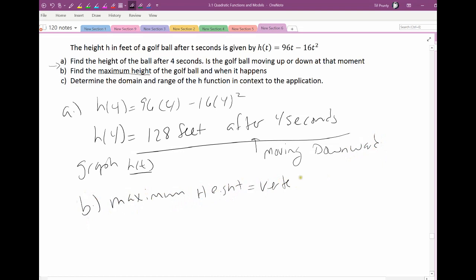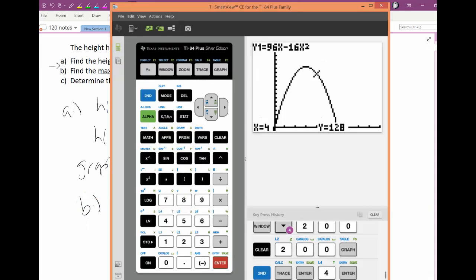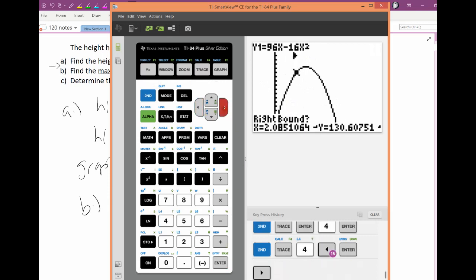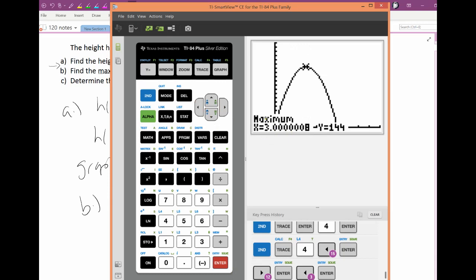Well, that would be my vertex. And again, I'm going to do it on the calculator. So find that peak. Hit second trace, max. Make sure you go to the left. Enter. You don't have to go that far to the left, but my cursor makes it go fast or slow, just depending on what my computer feels like doing today. Hit enter and then guess. Hit enter. In 3 seconds, it reaches a height of 144 feet.